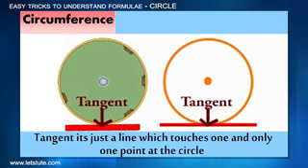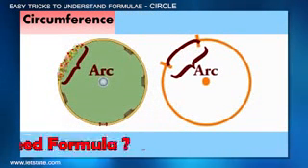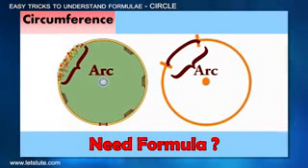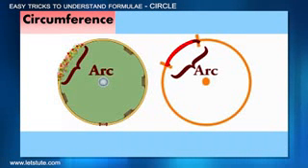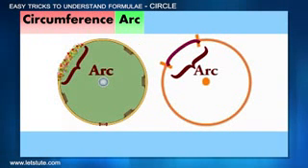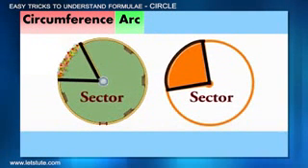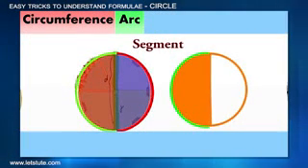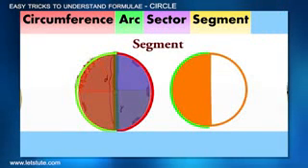a circle. Next is arc. So, do you think arc will require a formula? Well, arc is a part of circumference, right? Now, since we require a formula to find circumference, we'll obviously require a formula to find arc. And the next two things remaining are sector and a segment. Yes, both these things also require a formula.